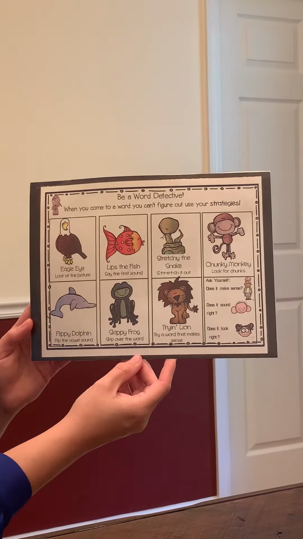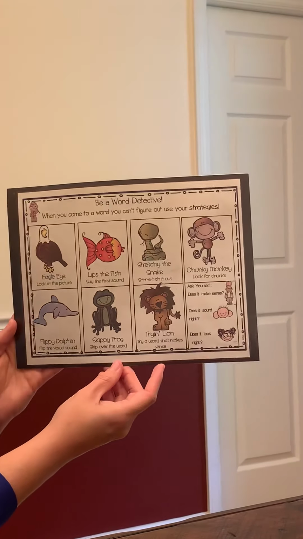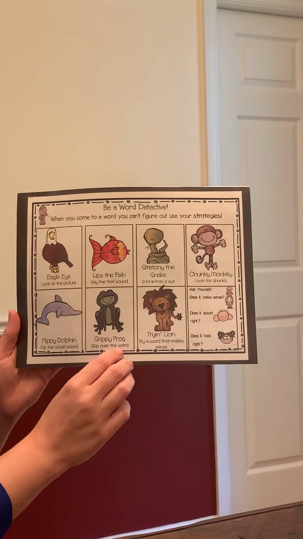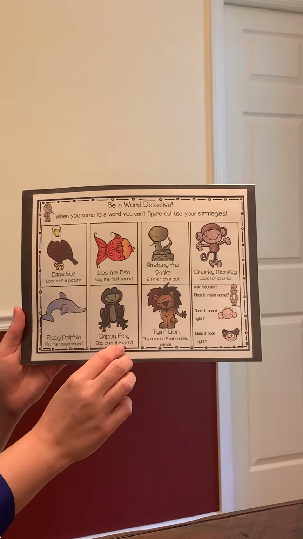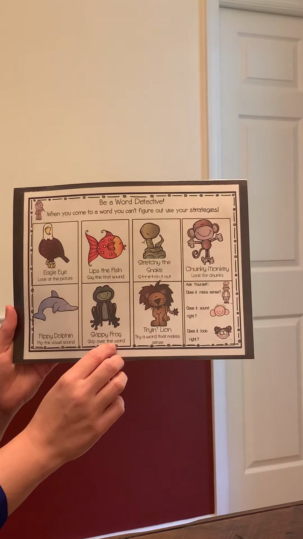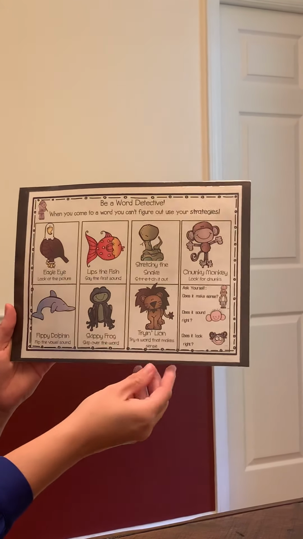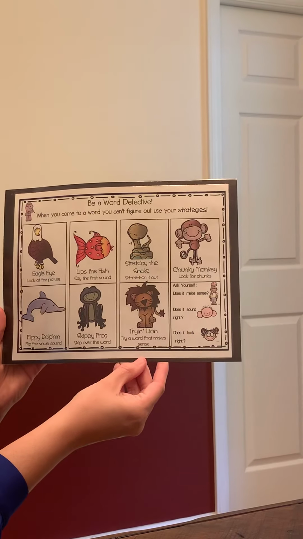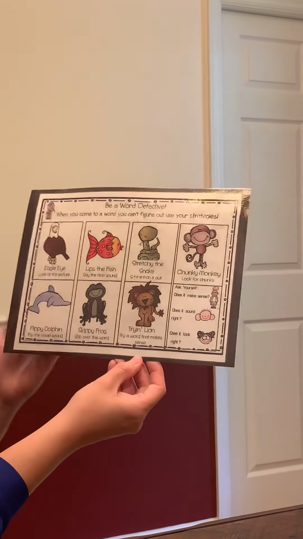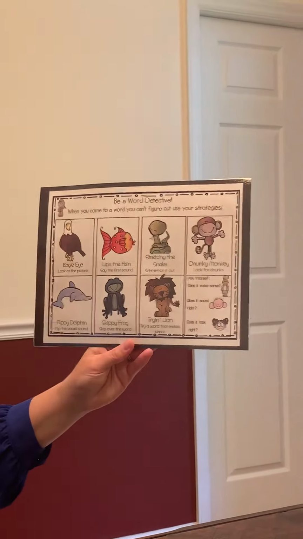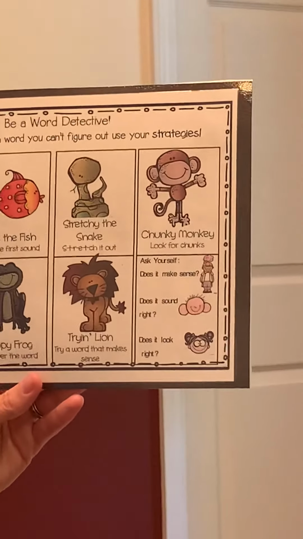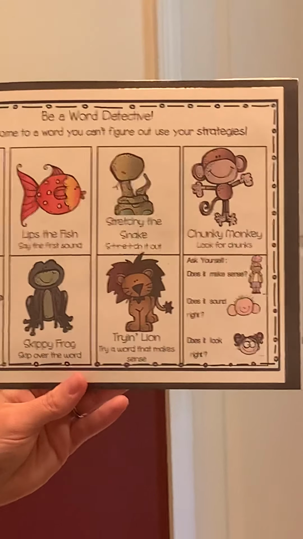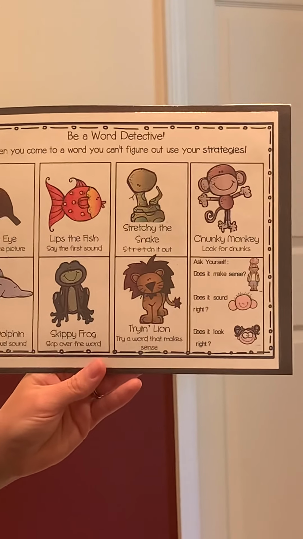Skippy frog, this is one we've gotten so good at in 2nd grade. Skippy frog reminds you to skip the word. So if you come to an unknown word, skip it, read on, and then go back and think about what word would make sense. And that takes us to Try and Lion, who says to try a word that makes sense. Always ask yourself as you're reading, does the story make sense? Does it sound right? Does it look right? And that's your way of being a great word detective as you're reading.